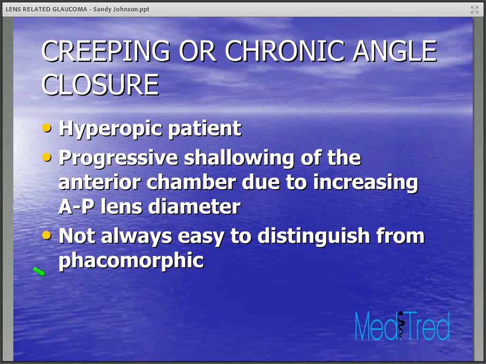What about creeping angle closure? That's another entity in these eyes that are small eyes. So unlike the ones that have a normal eye, like the phacomorphic, people who are a bit small and prone to angle closure in the first place can develop creeping angle closure and go on to chronic angle closure. That's because their chamber progressively shallows more and more as their AP diameter of the lens increases. And sometimes by the time they present, it's hard to distinguish them from a phacomorphic eye.